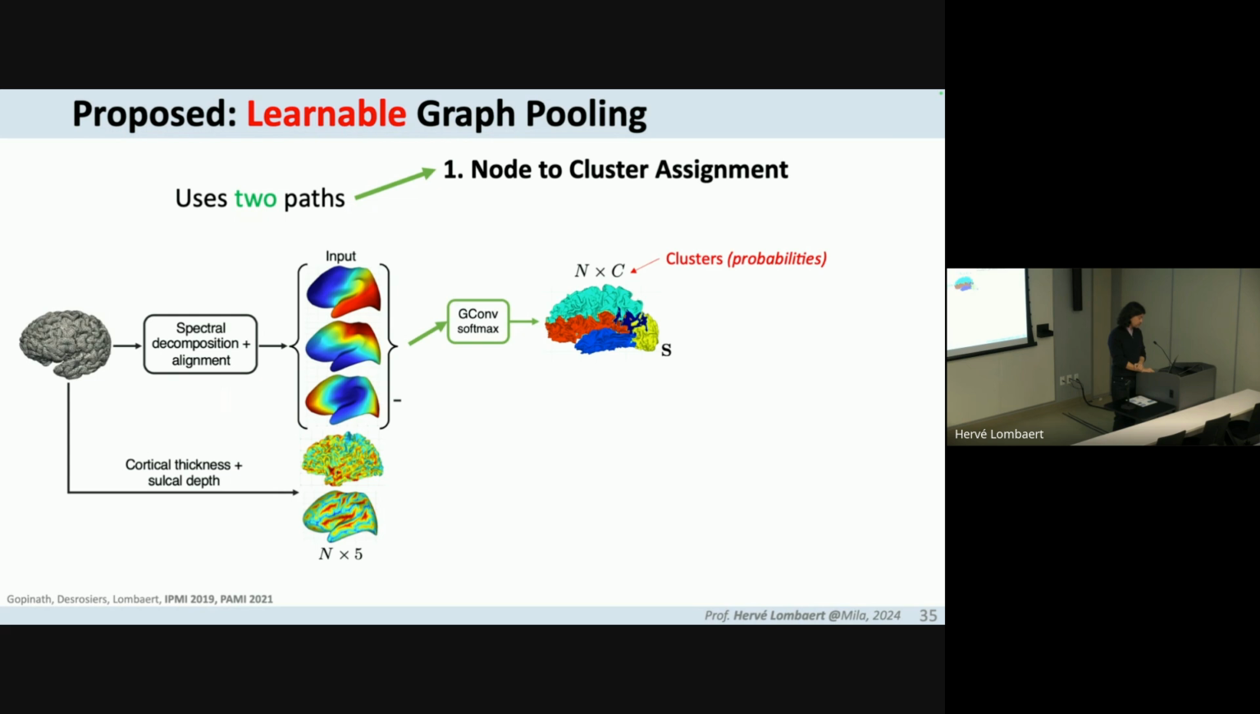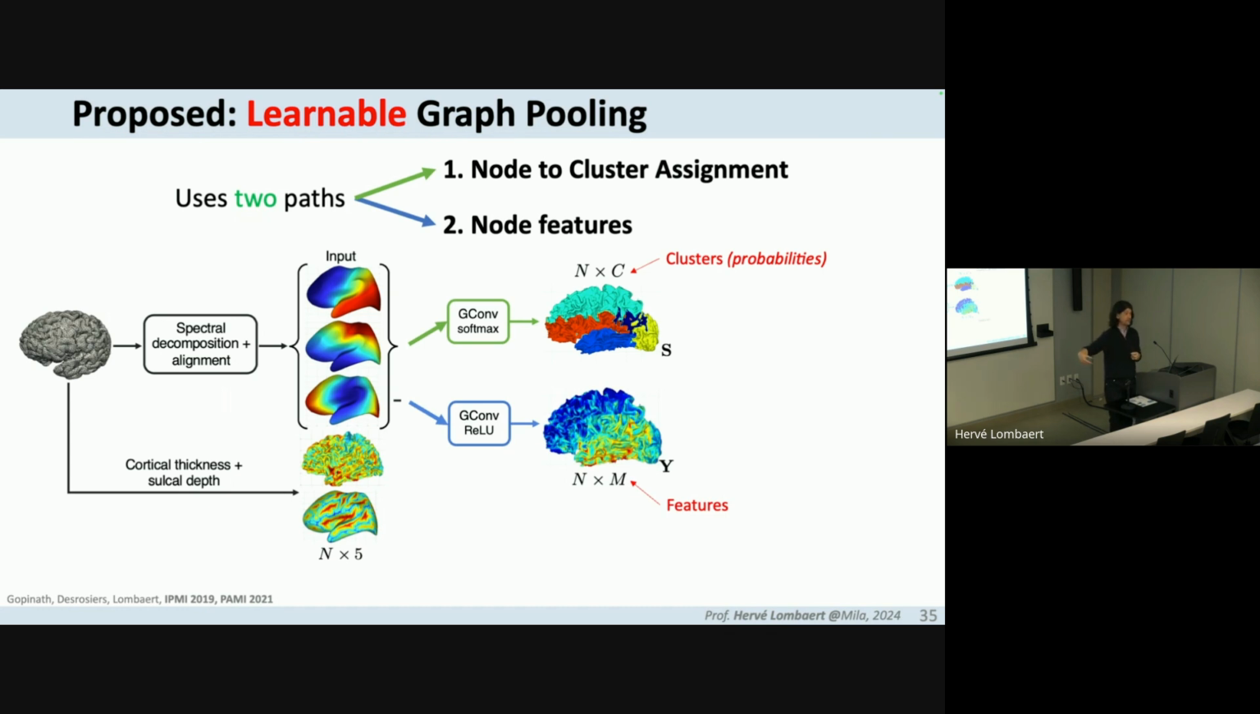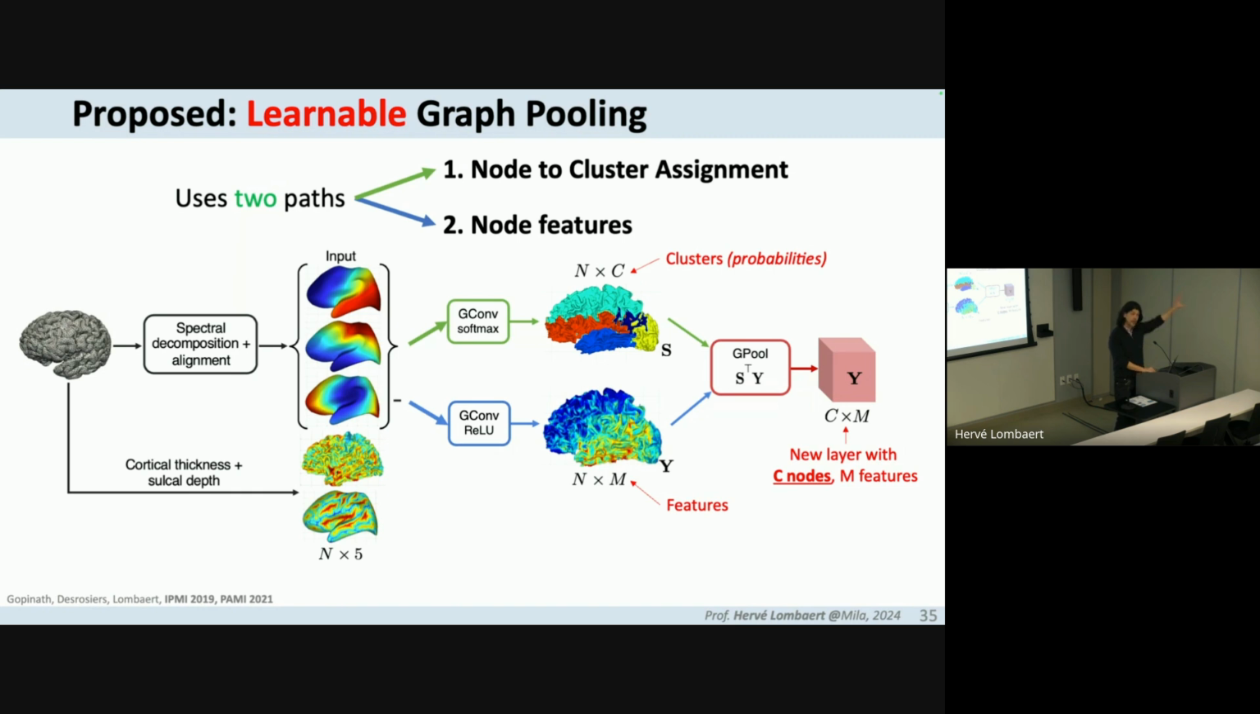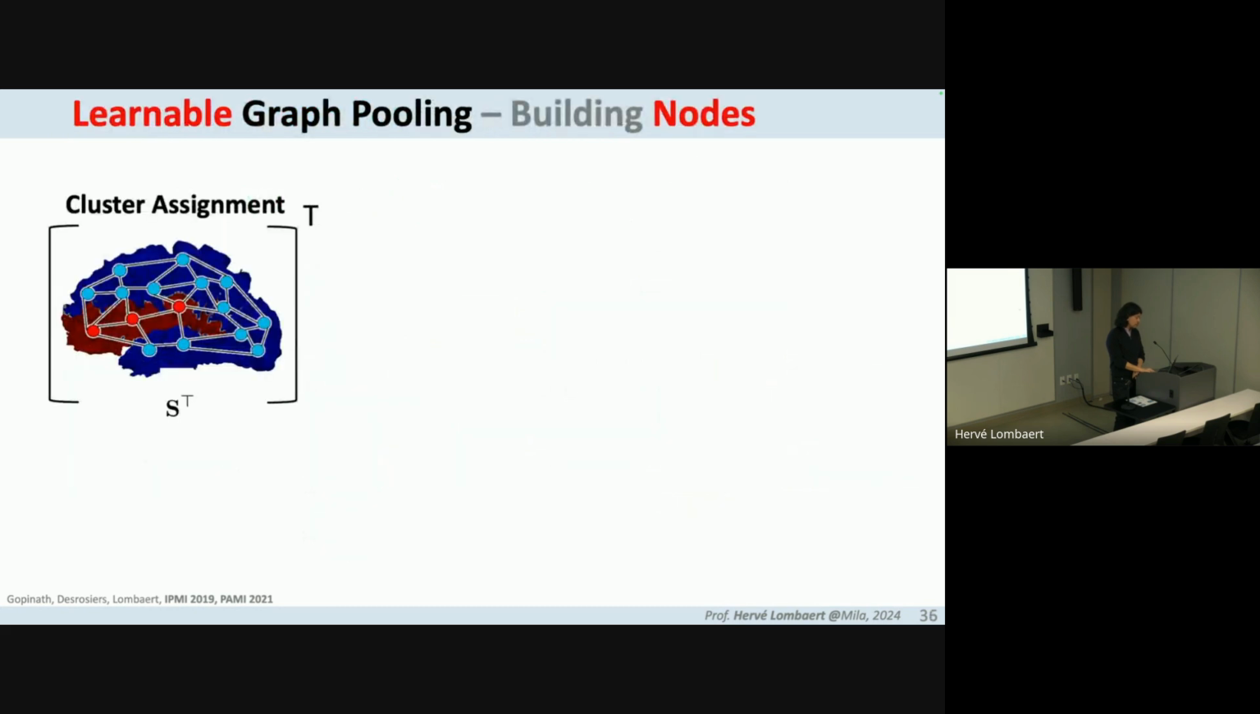So in our team, we decided to build an architecture using two different branches. One would learn the assignment, or learn the clusters, like how to aggregate the nodes. In the other branch, once we have that, we want to learn the values of the new nodes. You combine those together, and then, from an input graph of n nodes, the output can have a new set of clusters and nodes, so from n to a different n. You learn how to assign the different clusters, and then you learn the values of the nodes. Graphically, that's how it looks.